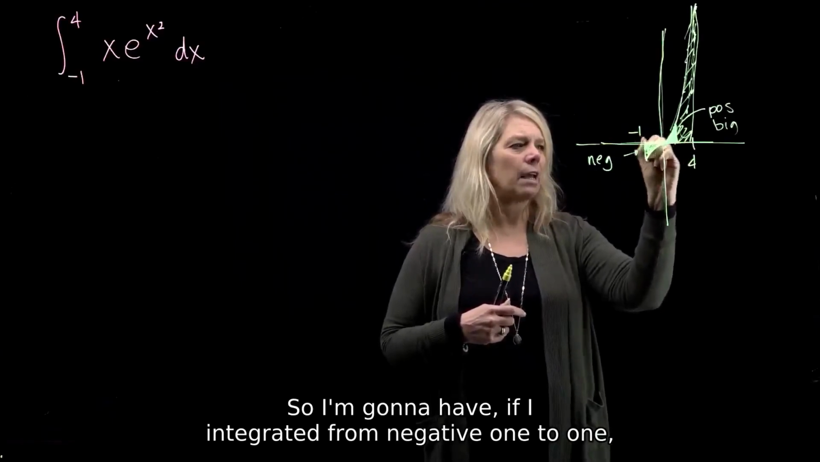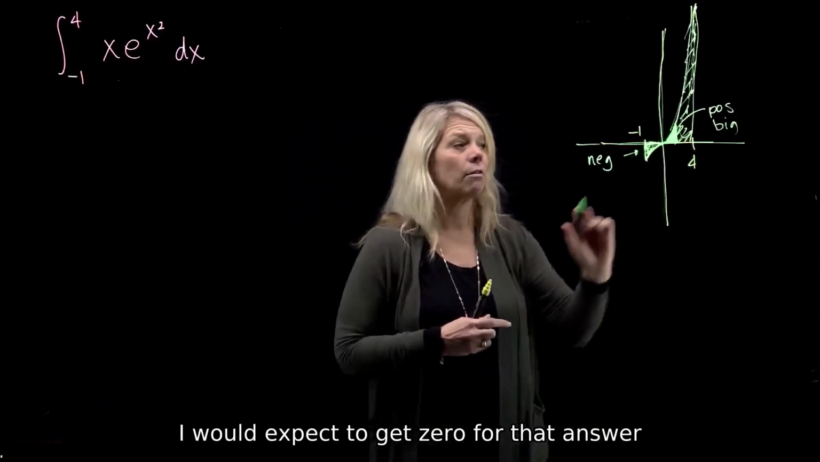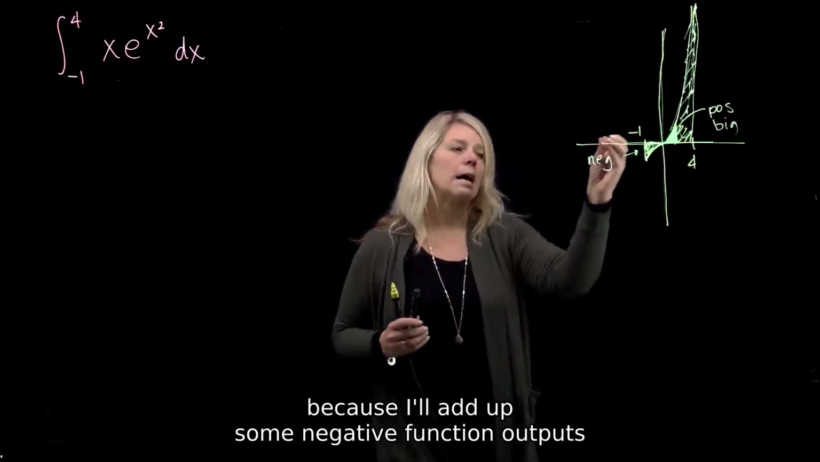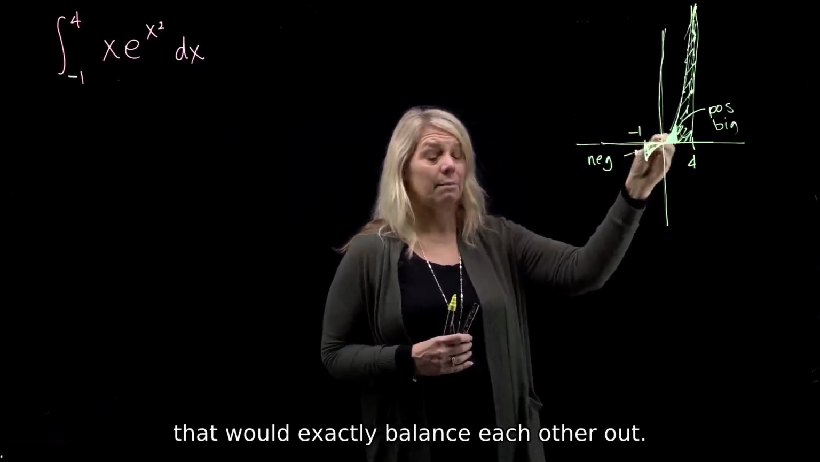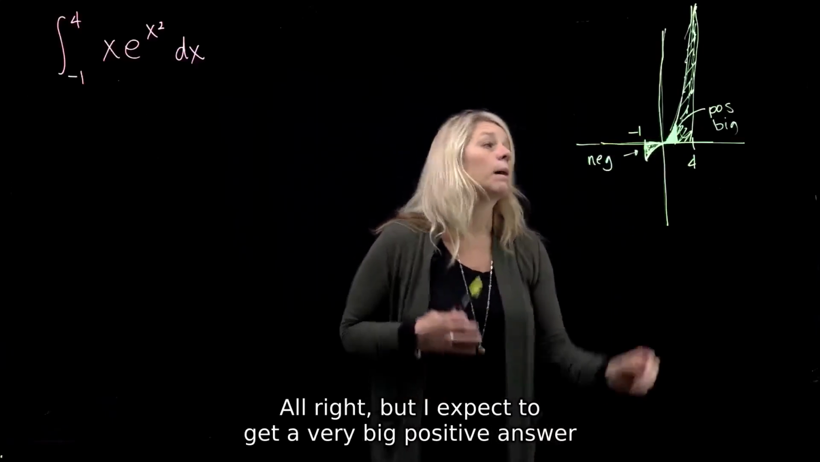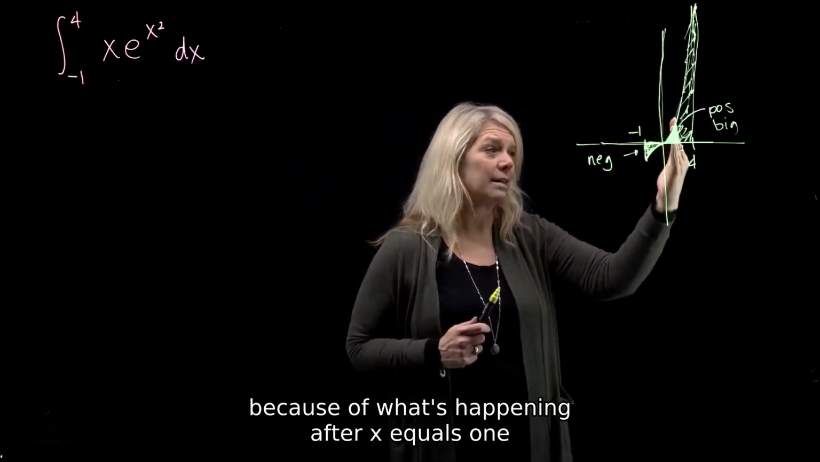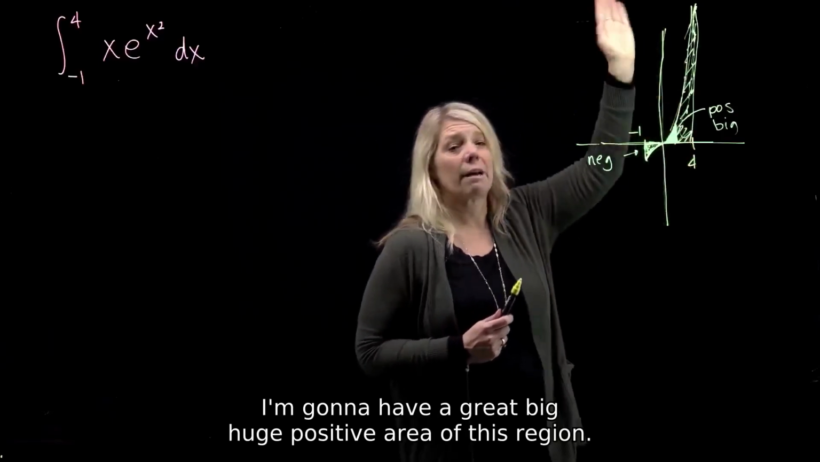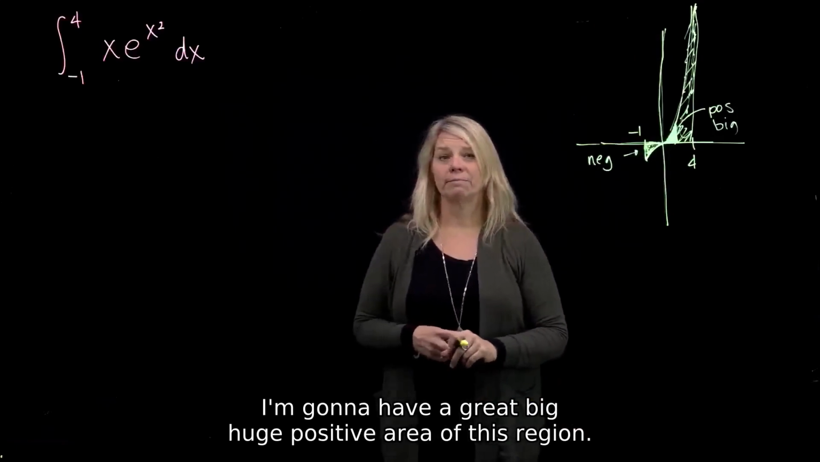So if I integrated from -1 to 1, I would expect to get 0 for that answer, because I'll add up some negative function outputs and some positive function outputs that would exactly balance each other out. All right, but I expect to get a very big positive answer because of what's happening after x equals 1 to x equals 4. I'm going to have a great big huge positive area of this region.